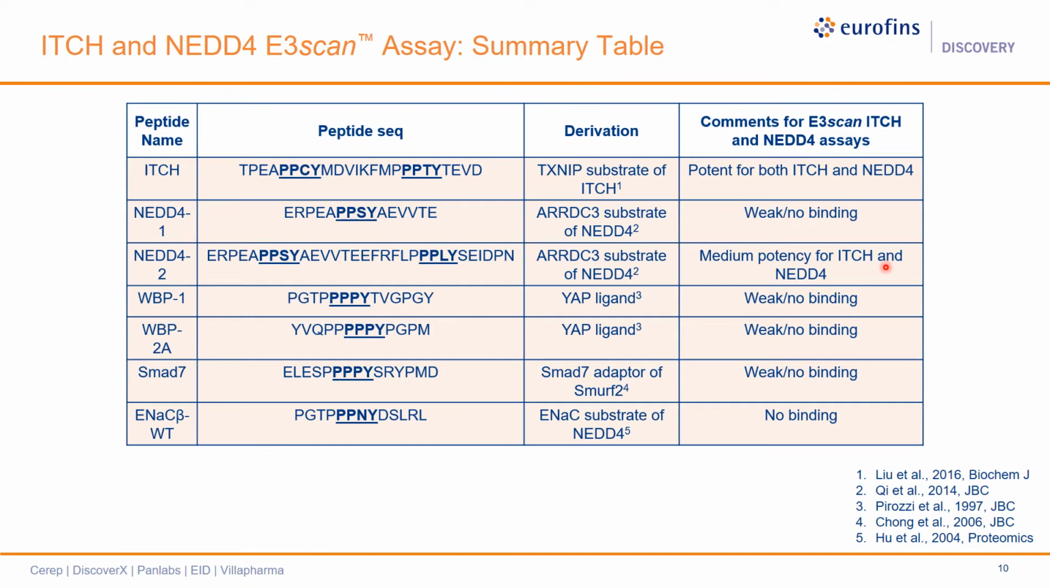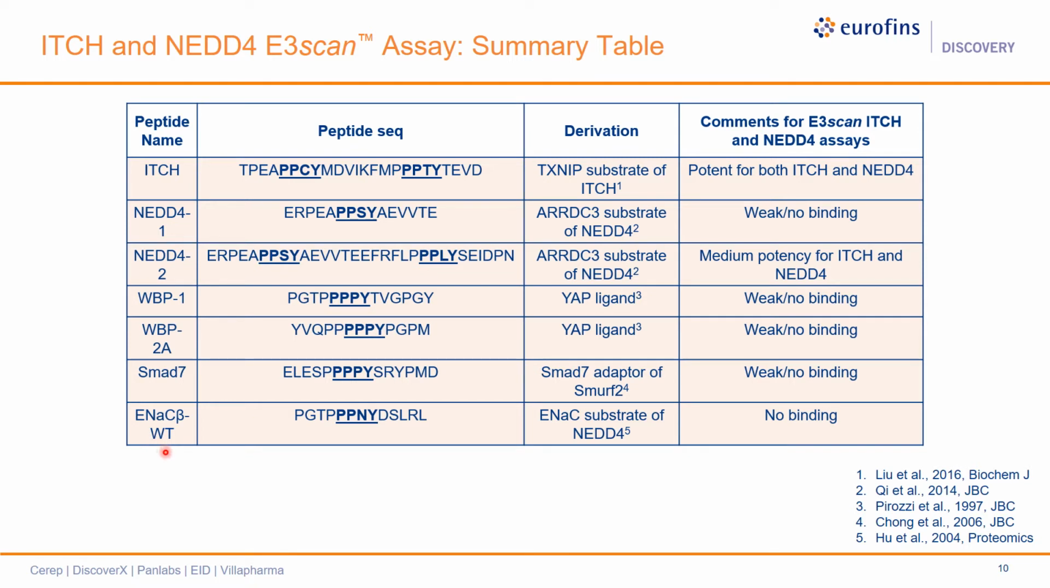The WBP peptides that we tested are derived from YAP, which also has been shown to target its substrates through its WW domains. In the literature, these peptides were shown to bind another NEDD4 family member, WWP1 and 2. However, for ITCH and NEDD4, we observed very weak or no binding. The SMAD7 peptide was derived from the SMAD7 adapter of SMURF2, another member of the NEDD4 family. This peptide also showed weak or no binding to ITCH and NEDD4.